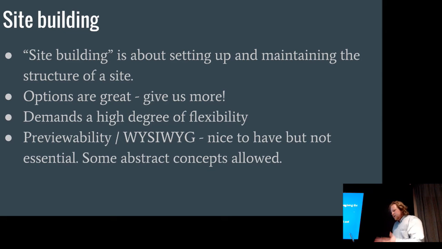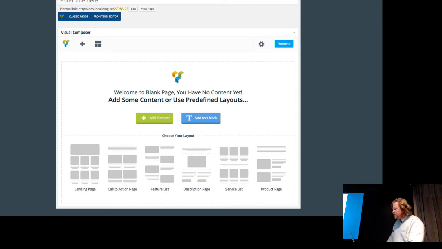And with site building, it's actually good to have more options. We don't only want to be restricted to just one row of text. We might want to have different columns and a lot more flexibility. And for that, we might need to sacrifice some of the preview ability. Like we might not be able to preview everything quite as well. Although there are site builders that do work on the front end. Those exist, but usually it's nice to have a more abstract representation of the site or the page you're working on.